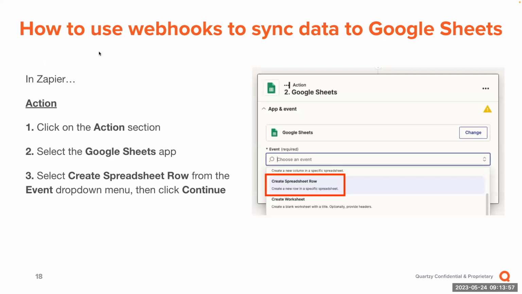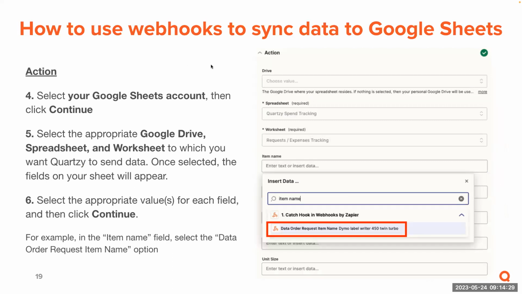So again, back in Zapier, our next step here is an action. You'll want to select the Google Sheets app. And then once that's selected, you'll select the event. So it'll be a create spreadsheet row. And what this does is, again, it adds another row anytime that event happens. So again, when the item is, or the request is marked as received, you'll have a new row on your Google Sheet.